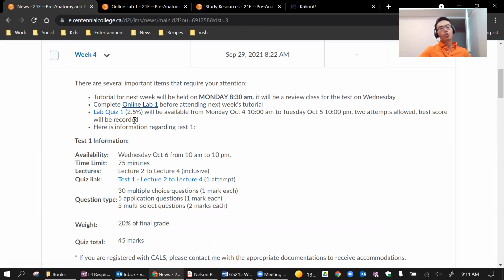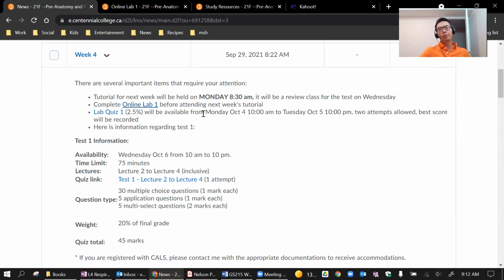That one is 2.5%, and you will have access to it on Monday 10 a.m. all the way to Tuesday 10 p.m. You can do it 2 times, and only the best score will count. So if you get 65 on the first try, and then you get 80 on the second try, your final mark would be 80%. And this is worth 2.5% of your final grade.